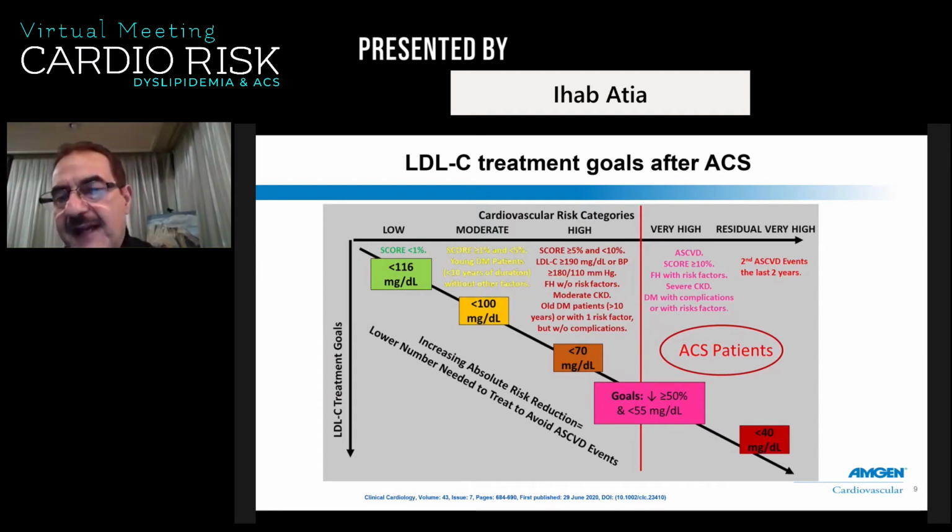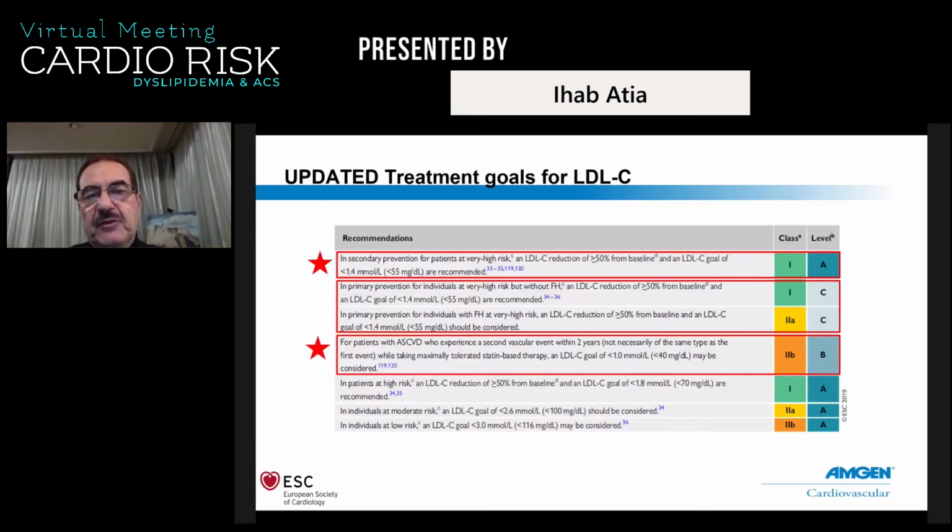And such very high-risk patients, they put a goal that is below 40 milligram per deciliter, quite impressive. Again, these are the updated treatment goals. You're all acquainted with them, and you know that, like I said, in the secondary prevention now, the LDL has to be less than 55 milligram per deciliter, in addition to a reduction of 50% or more from baseline.